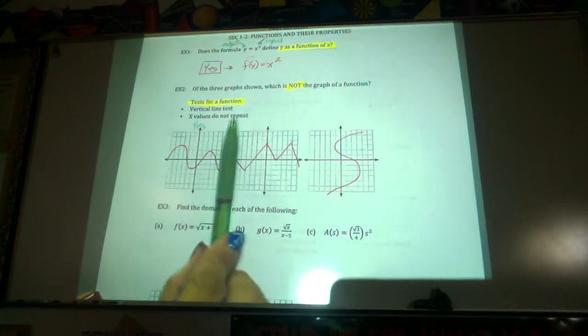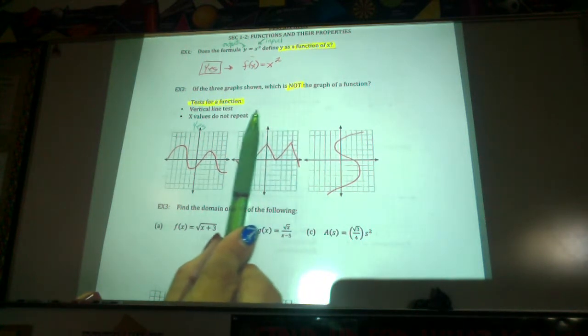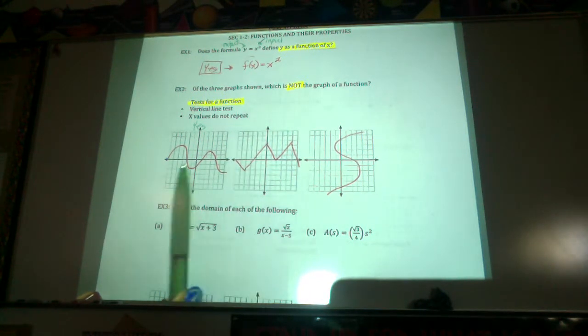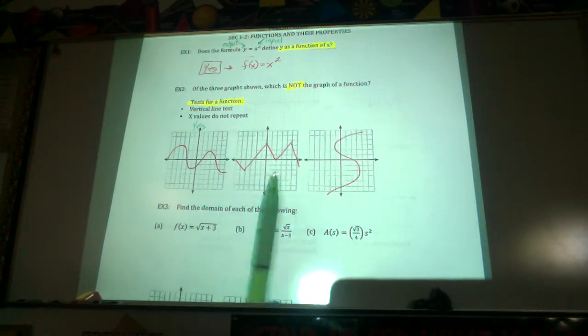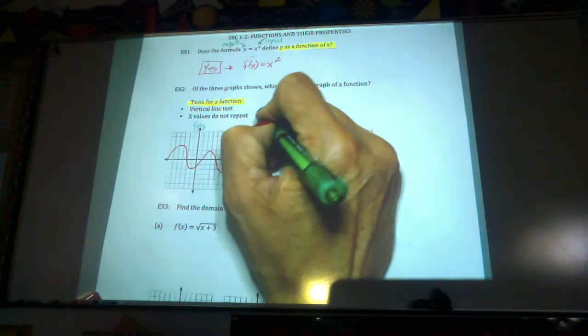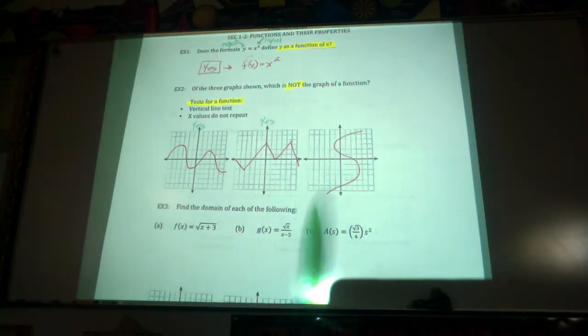What about this one? Is there any vertical portion to that graph? The only difference between these graphs is this is a curve and these are straight lines, right? Are any of the straight lines a vertical part? Nope. So this passes the vertical line test because there's no vertical portion to the graph.